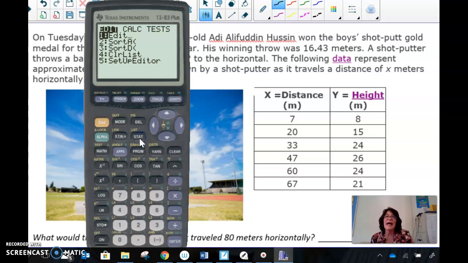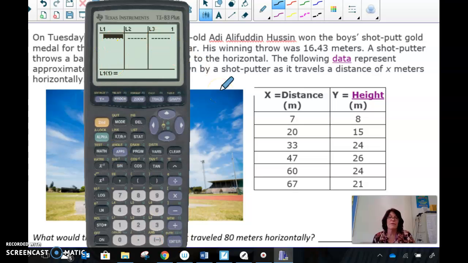I just want to hit Stat, and the first button is Edit. I want to edit my list. Right up comes these blank lists. So we hit Stat, Edit. And now I'm just going to enter my X coordinates. My X coordinates are 7, 20, 33, 47, 60 and 67.